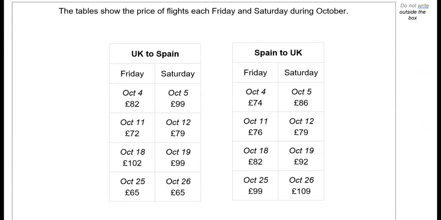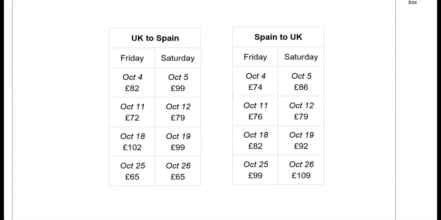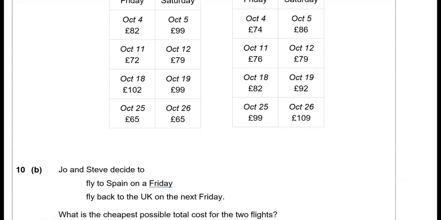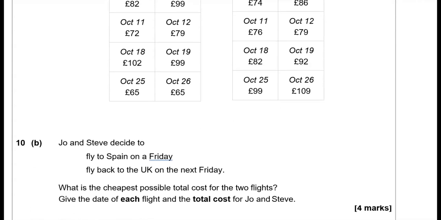The tables show the price of flights each Friday and Saturday during October. We've got UK to Spain and then Spain to UK. Joe and Steve decide to fly to Spain on a Friday, and fly back to the UK on the next Friday. What's the cheapest possible total cost for the two flights? Give the date of each flight and the total cost for Joe and Steve.